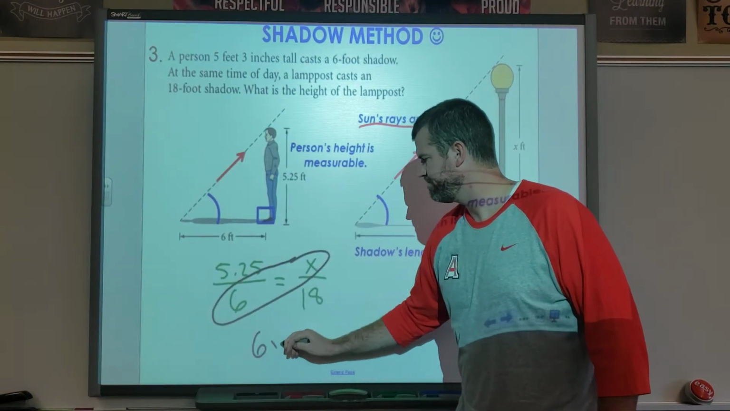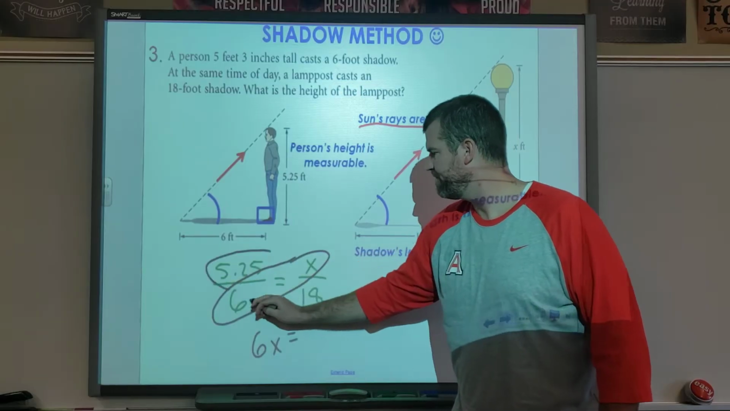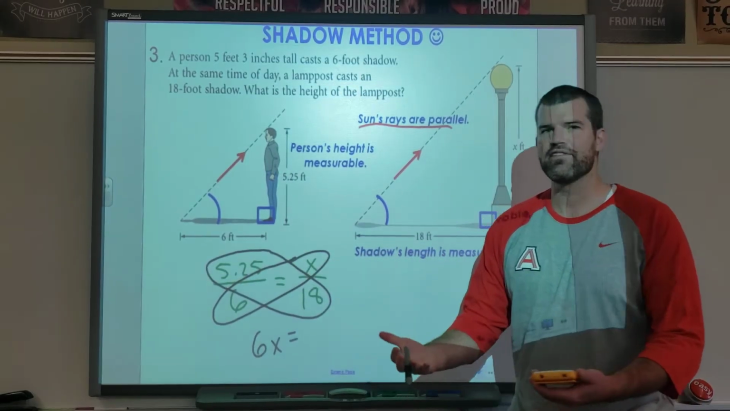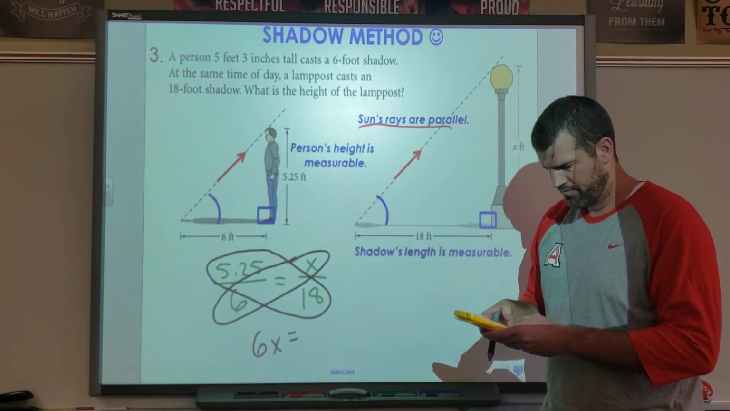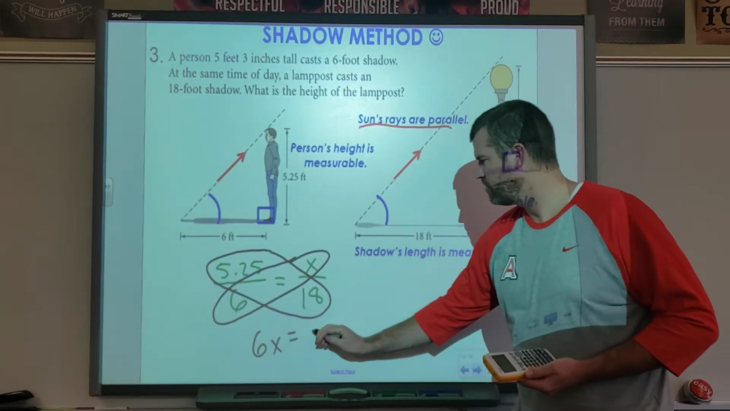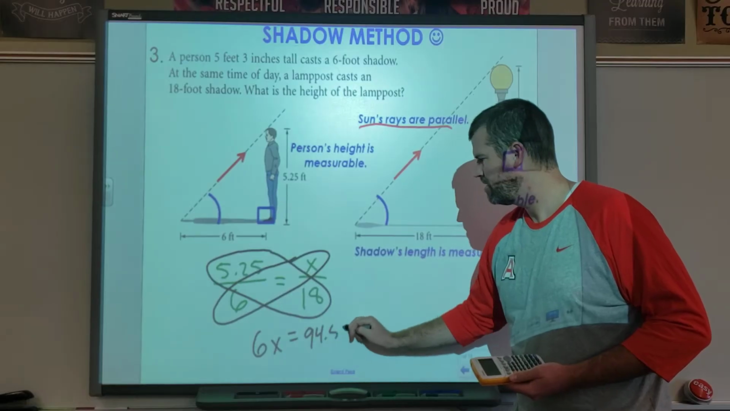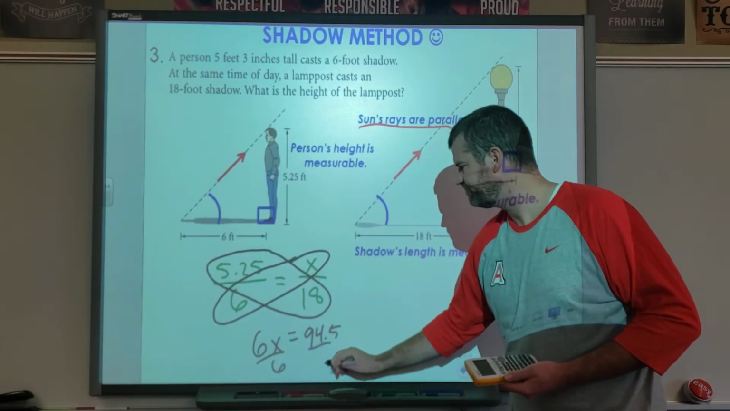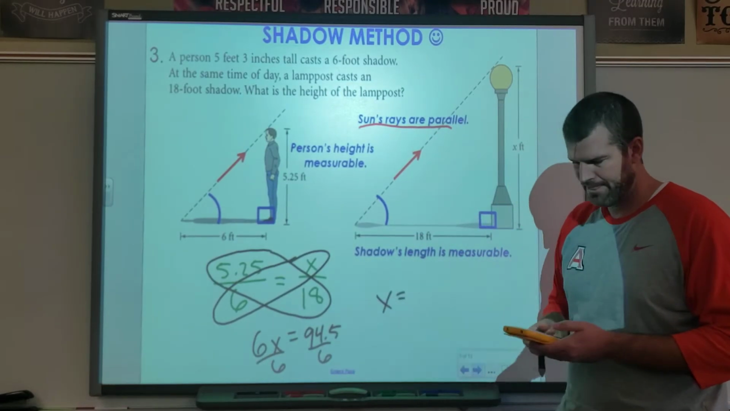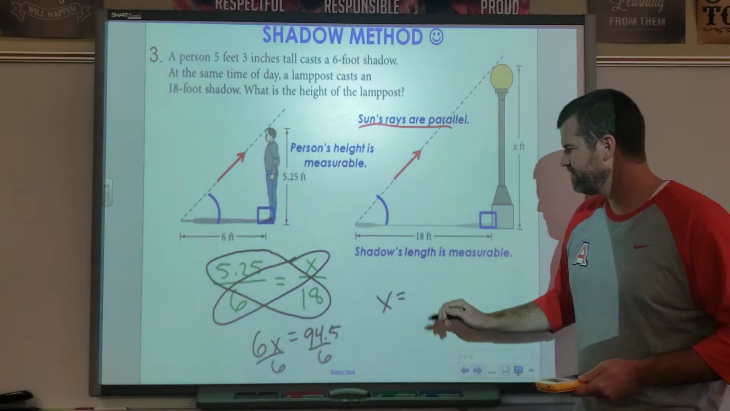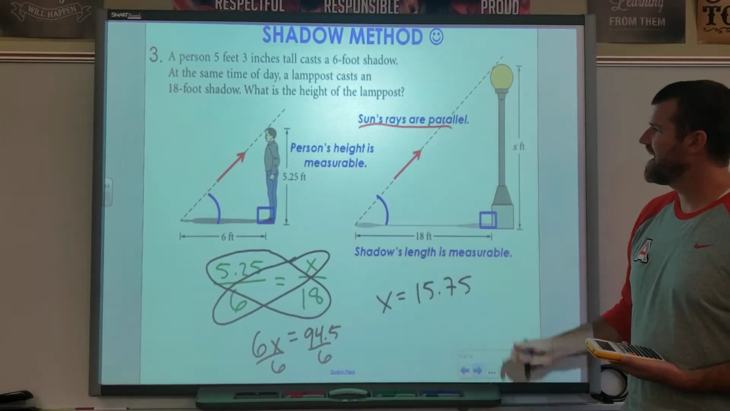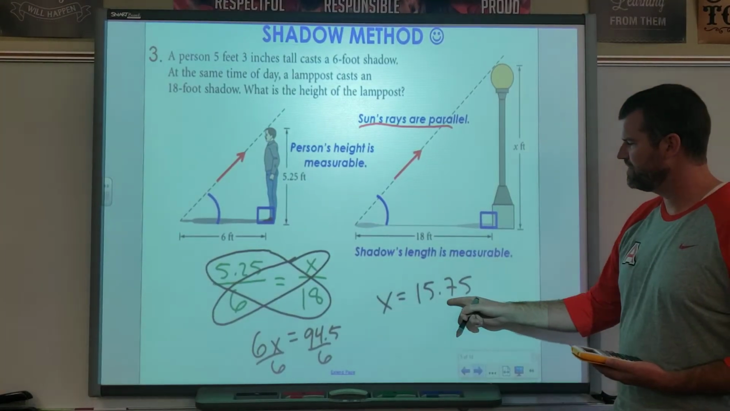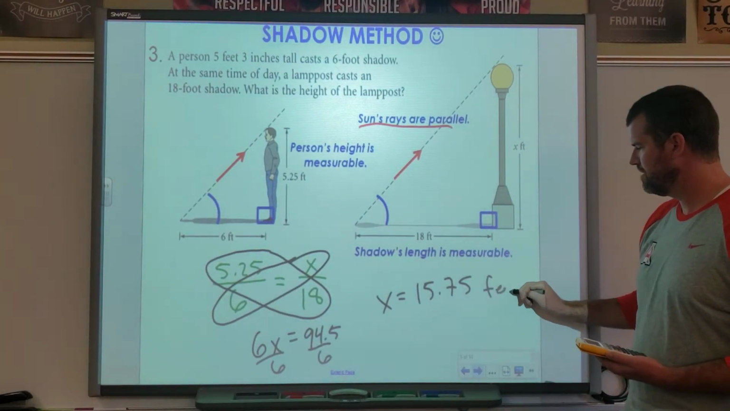It always works. But if you did notice the scale factor, you wouldn't have to cross multiply. You can do it either way. I get 94.5, divide by 6, and I get 15.75. So the height of the lamppost is 15.75 feet.